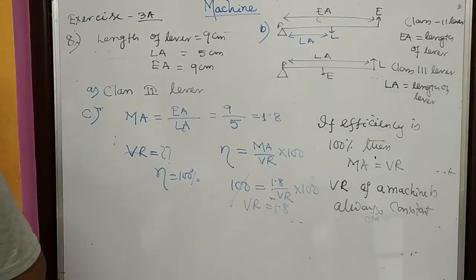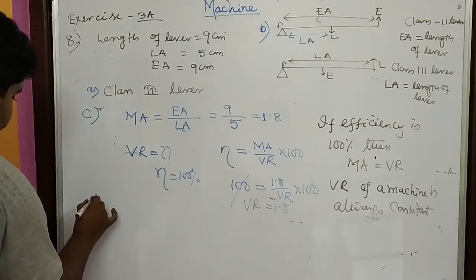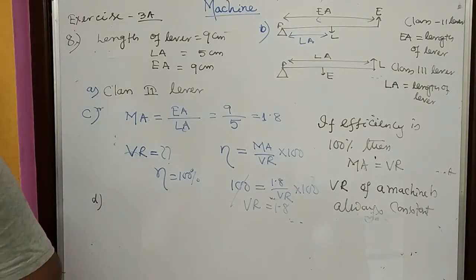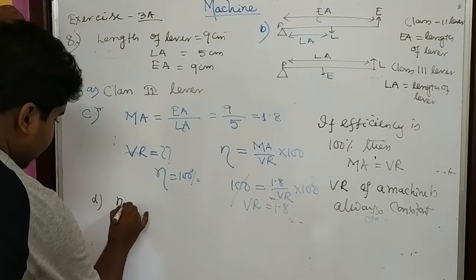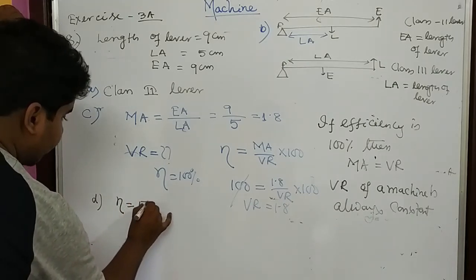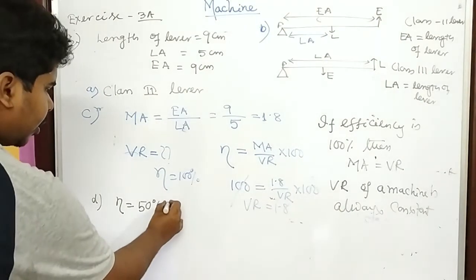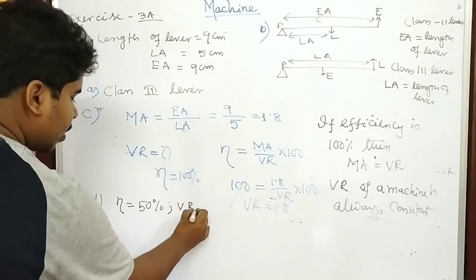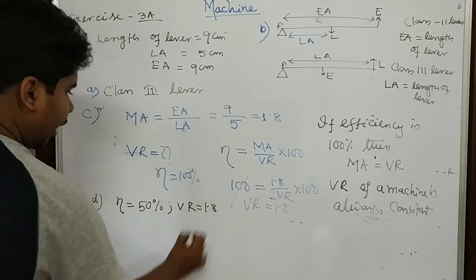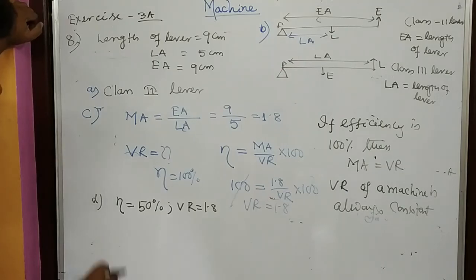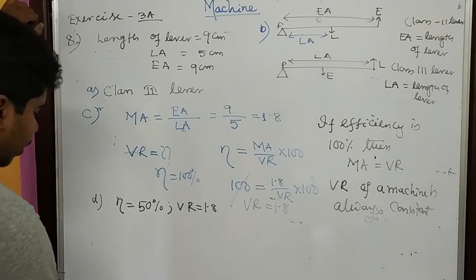Next question, question number D. It is asked, what will be the mechanical advantage and the velocity ratio if the efficiency becomes 50%? Now it is told efficiency is equal to 50%. What will happen with the mechanical advantage and velocity ratio? I have already told, velocity ratio cannot be changed. So velocity ratio is equal to 1.8 always for that instrument. We have to find the mechanical advantage.